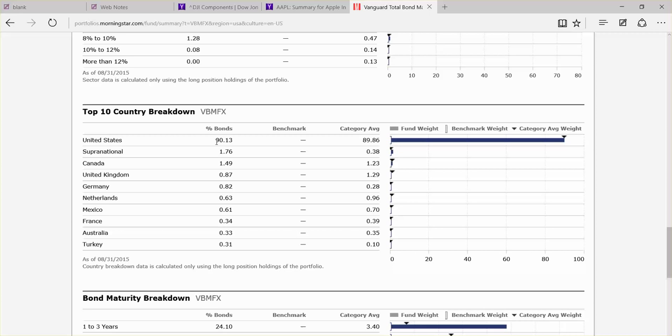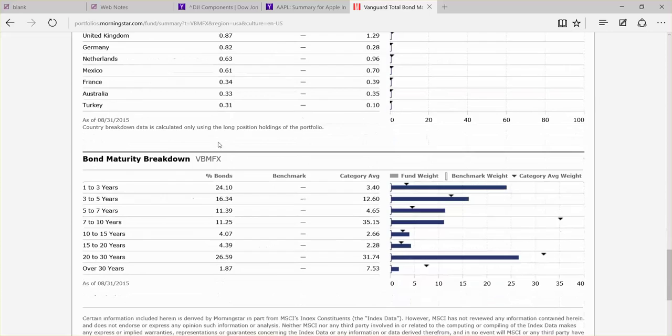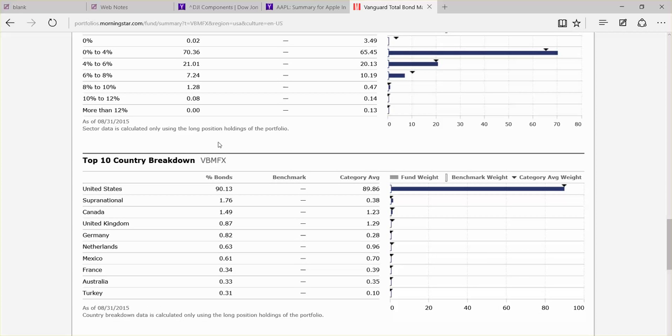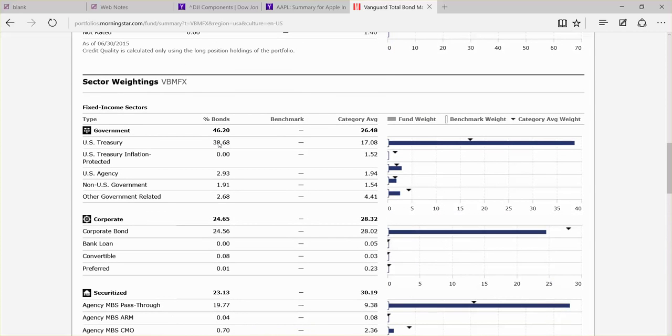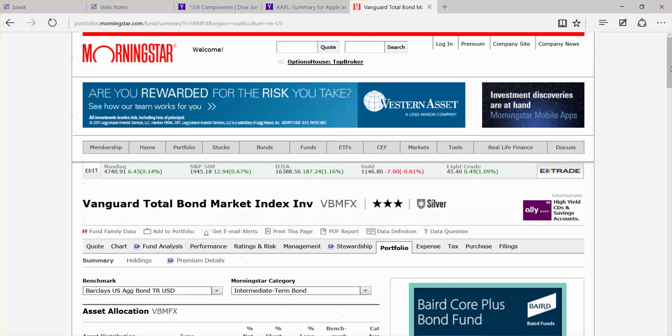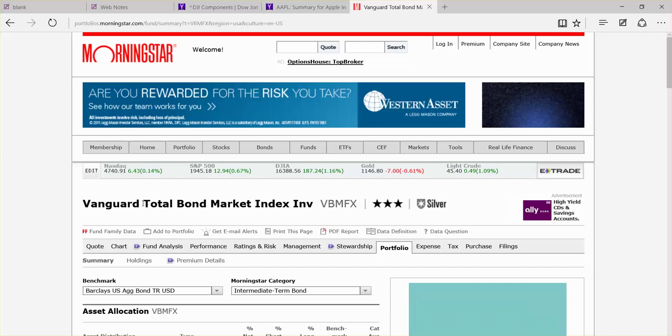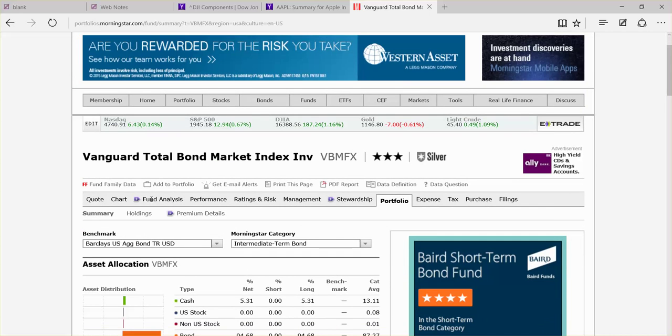The bulk of their bonds are in companies based out of the United States or governments, actually. So while this is diversified to some degree in terms of the United States, it's not diversified outside of the United States. So again, I wouldn't say this is the be all and end all of bond diversification. It's got some problems in the sense that it's not completely diversified, but it might be diversified enough for you.